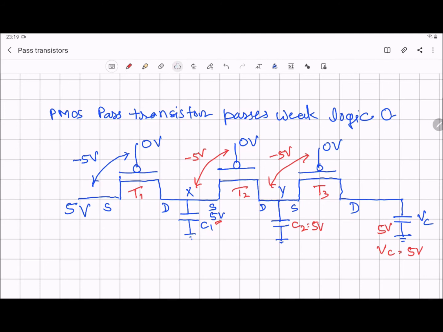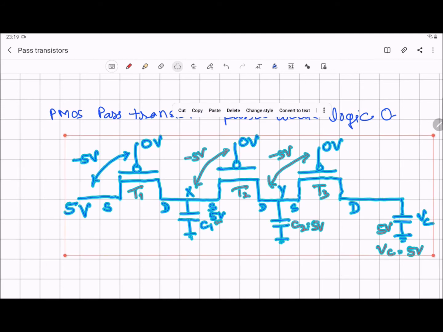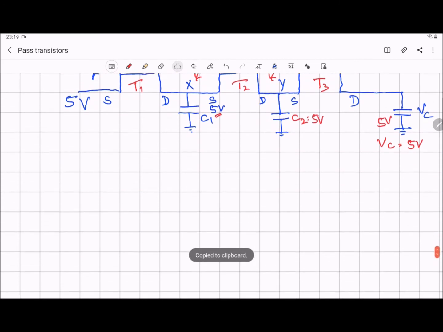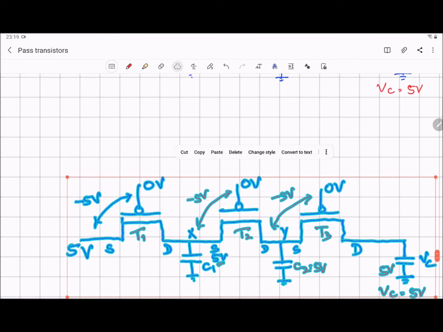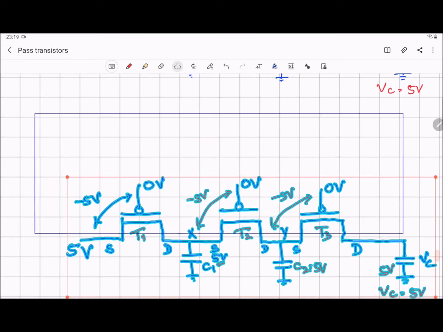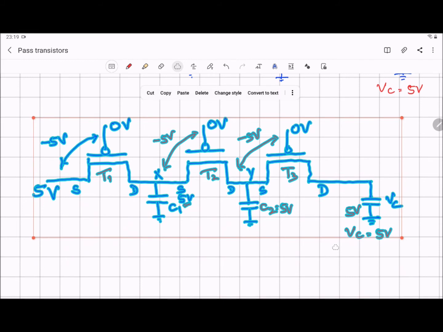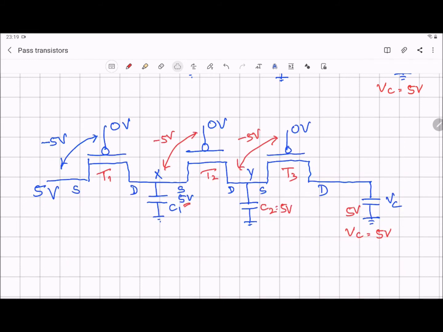Now let us assume that we have the same circuit and we change our input. Let us see how exactly it is going to work. So instead of 5 volt, now I am changing this terminal to 0 volt.